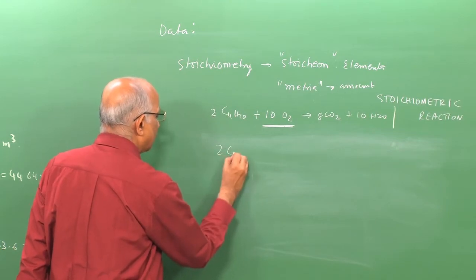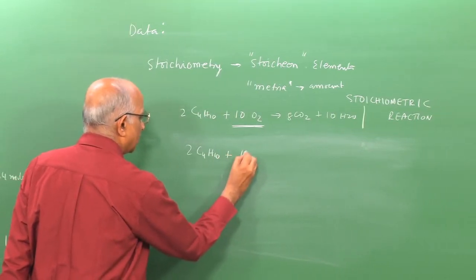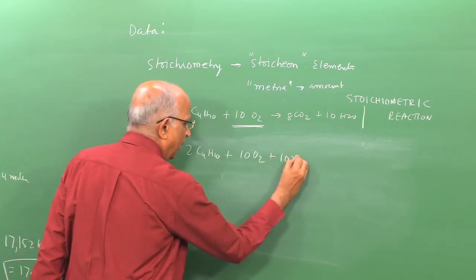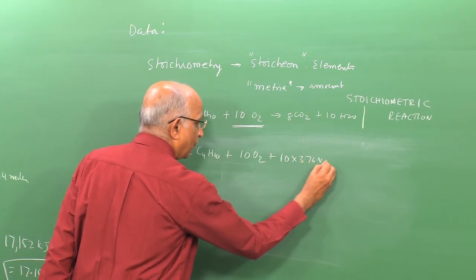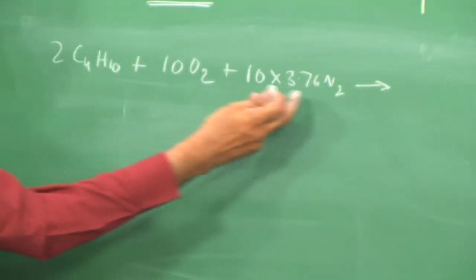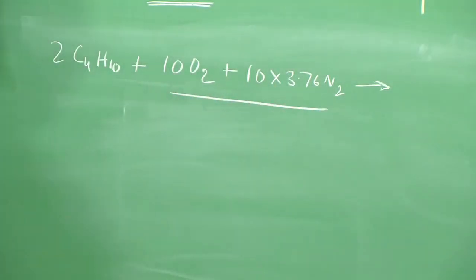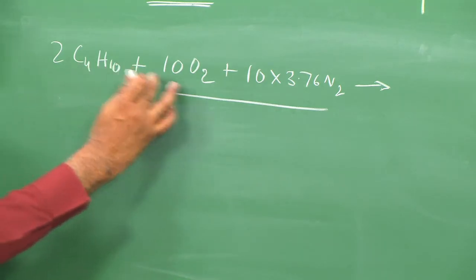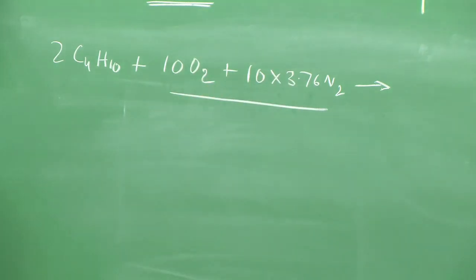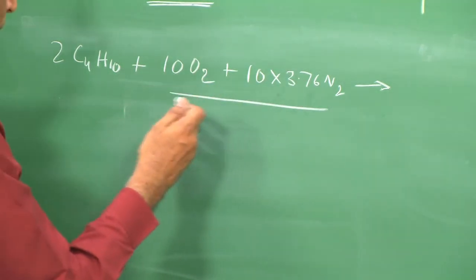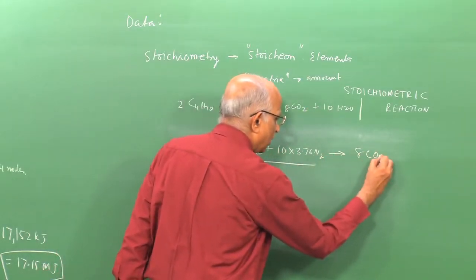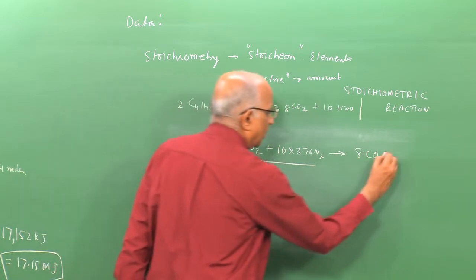I have 2 C4H10, 2 moles of butane, plus 10 of oxygen. Since I am having air, I am going to get 10 into 3.76 of nitrogen. Therefore, now you see I have added nitrogen, so this becomes air, and the total moles of air are 10 plus 10 into 3.76, the total moles of oxygen and nitrogen in the air. Since it is a stoichiometric reaction, I form completely oxidized products, 8CO2 plus 10H2O.